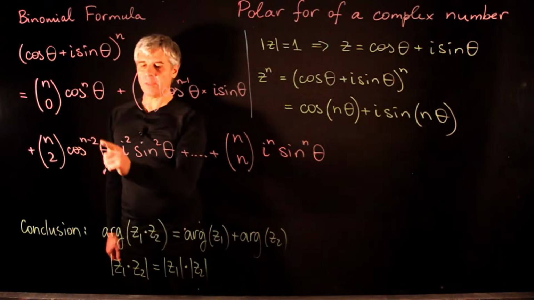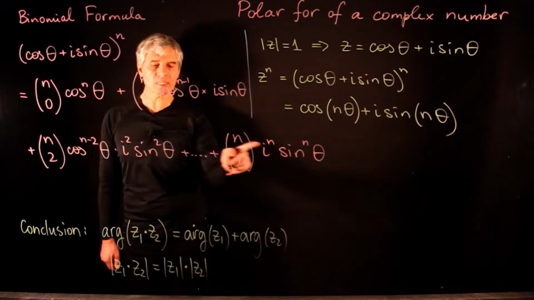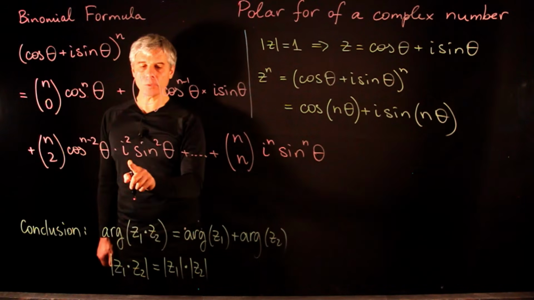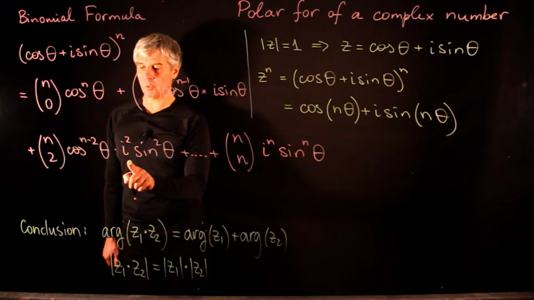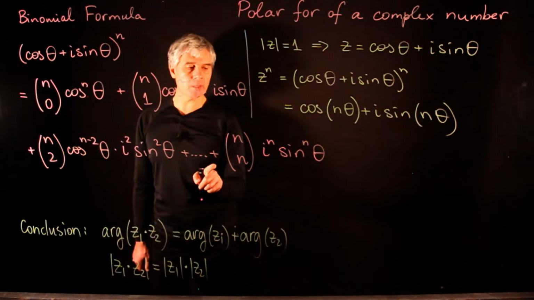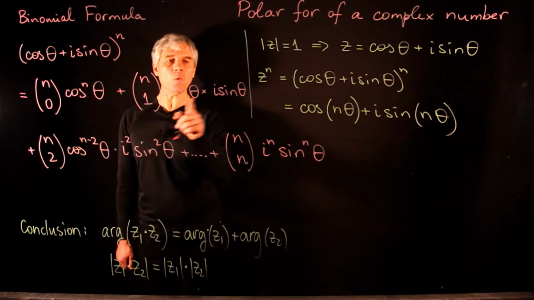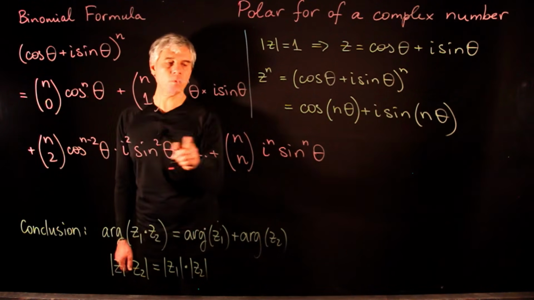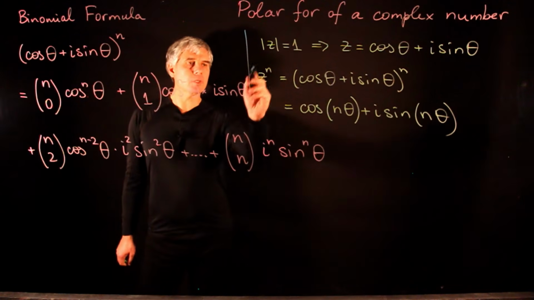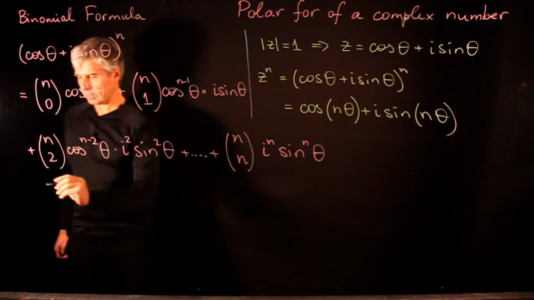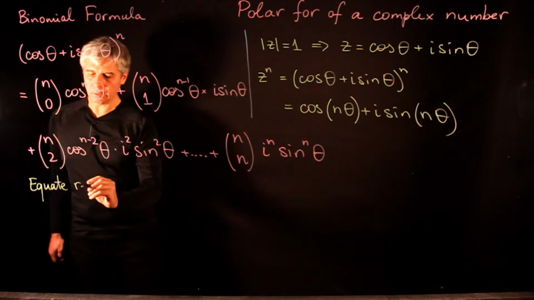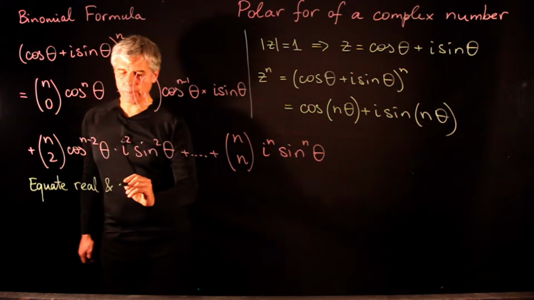We see that even terms in this sum will be real, because the first term is real, then i squared is equal to minus 1, so this will also be real. Then the term with i to the power 4 will be real as well, and so on. And odd terms in this sum will be purely imaginary. Now we have two expressions for z to the power n, and let us equate real and imaginary parts.